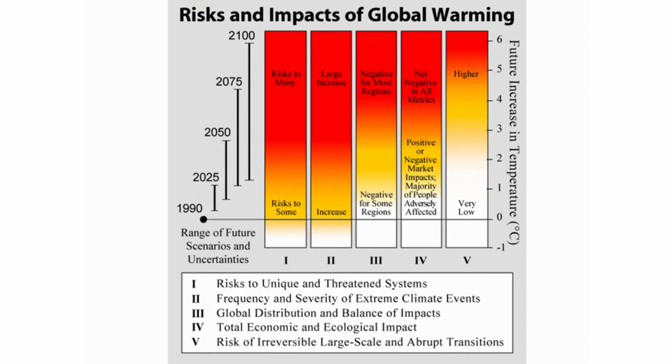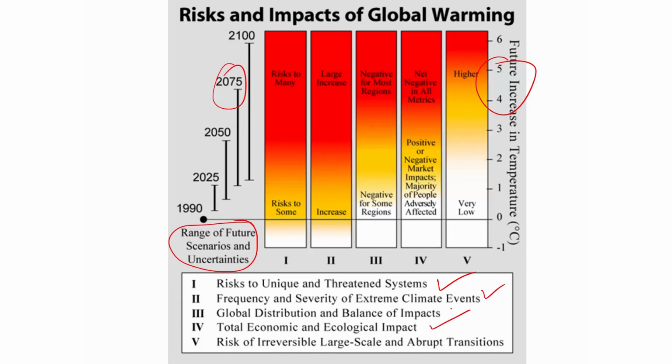So, this is showing the same for scenarios and uncertainties, now with decades shown here and temperatures shown here. So, where we are likely to hit these ranges of temperatures, and these are now the same systems we looked at, the regions for concerns, unique and threatened ecosystems, extreme events, global distribution and balance of impacts.